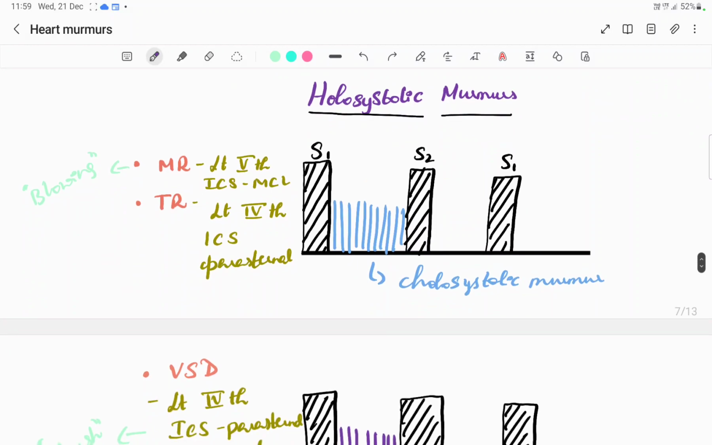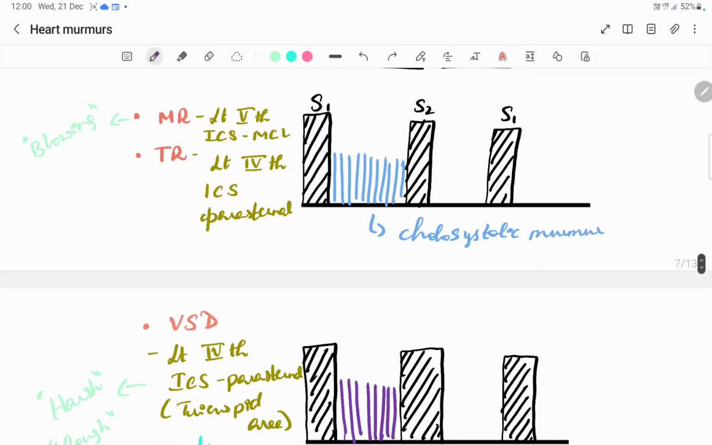Okay, that was about mid-systolic murmur. Now coming to holosystolic murmur. Holosystolic murmur is a murmur that exists in the entirety of the systole. So for that, we have mitral regurgitation and tricuspid regurgitation. In mitral regurgitation and tricuspid regurgitation, there's going to be a holosystolic murmur. MR is heard in the left fifth intercostal space, whereas tricuspid regurgitation in the left fourth intercostal space. And we already saw regurgitations are normally musical sounds or blowing sounds. So blowing sounds.